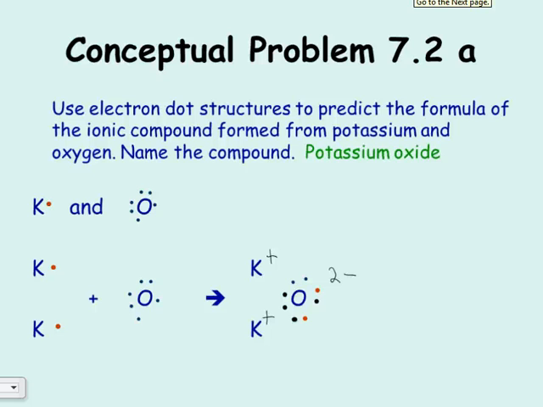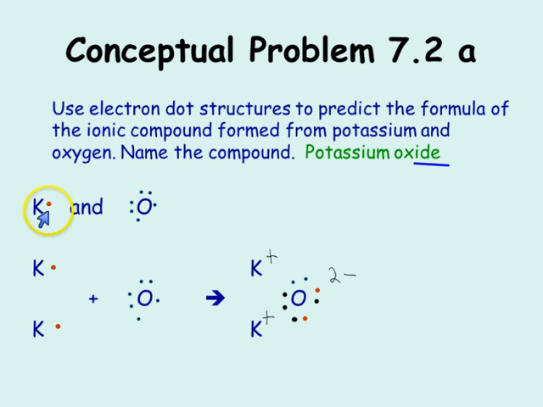And here we use the electron dot structures to predict the formula of the ionic compound formed from potassium and oxygen, and we have to name that compound. It would be potassium oxide. We say the cation name first, then the anion name. The anion name has that IDE ending.